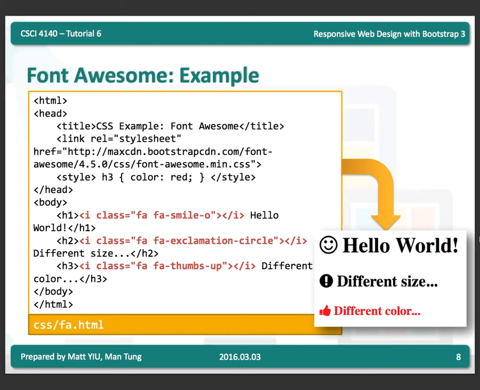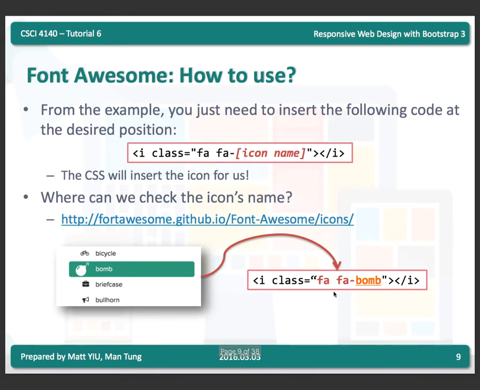And then I want to use the smile icon. So I put FA, then minus, smile, minus O, and I can get this smile icon. Also, you can write exclamation circle to get this one, and thumbs up for this one. And you can even change the color, because this is a font, so you can do anything on the text. In this example, you just need to insert the following code at the desired position for using the icons. You use the I tag, then class FA, and then FA minus the icon name.